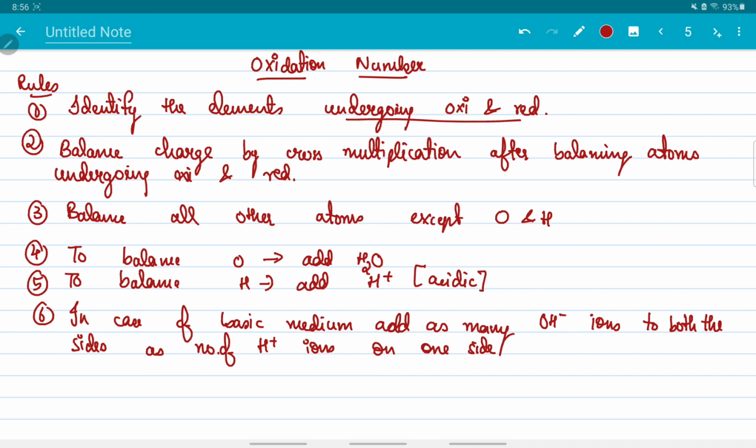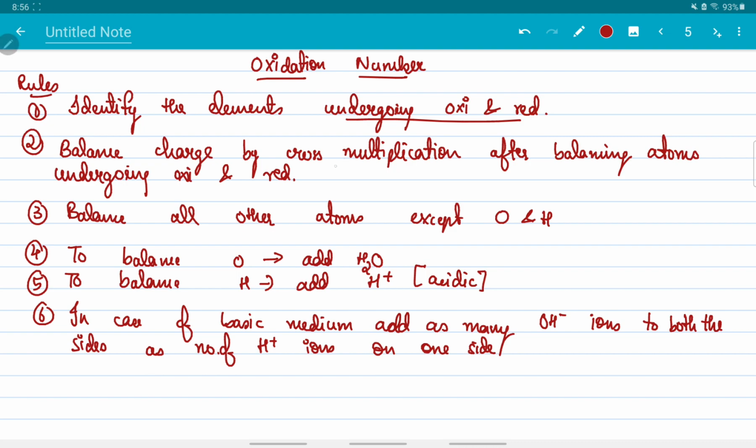Okay, so our next step is, after we identify the oxidation and reduction elements, we are first supposed to balance only those oxidation and only those reduction elements. Not the whole equation, only those specific elements which are undergoing oxidation or reduction. And after we balance those specific elements, then we have to balance the charges by cross multiplying the difference in the charges.